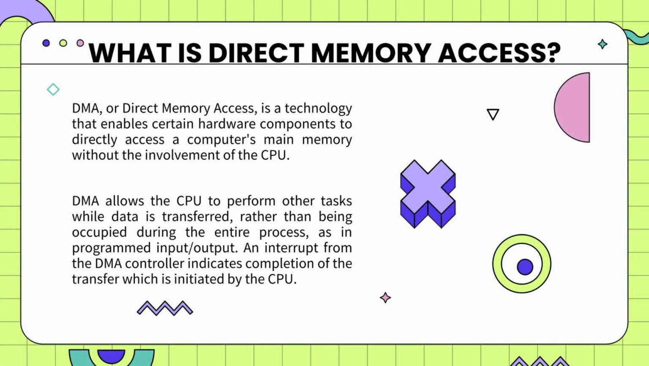What is Direct Memory Access? DMA, or Direct Memory Access, is a technology that enables certain hardware components to directly access a computer's main memory without the involvement of the CPU. DMA allows the CPU to perform other tasks while data is transferred, rather than being occupied during the entire process, as in the programmed input output. An interrupt from the DMA controller indicates completion of the transfer, which is initiated by the CPU.